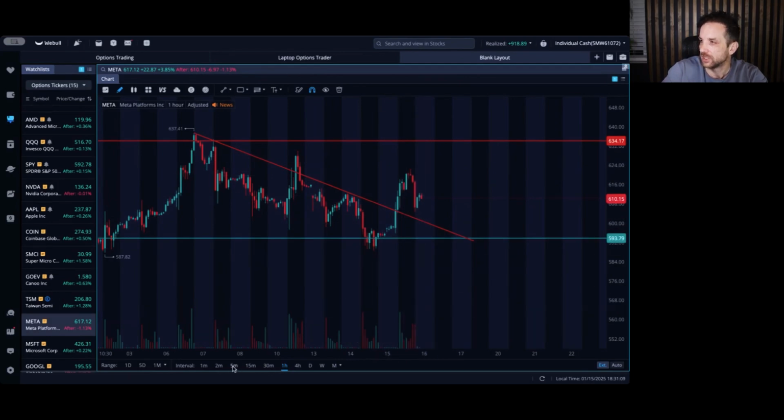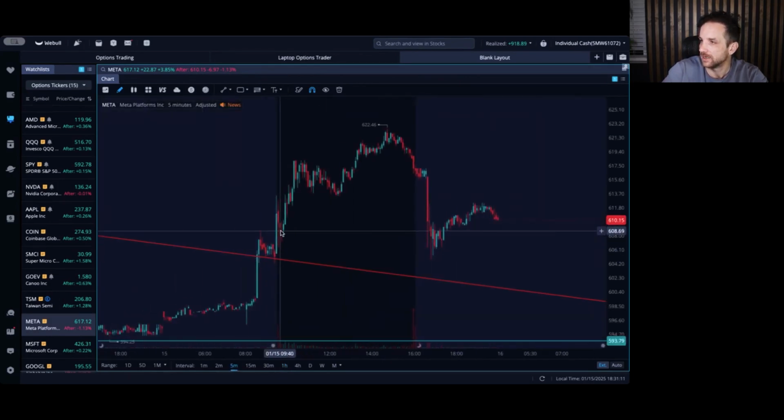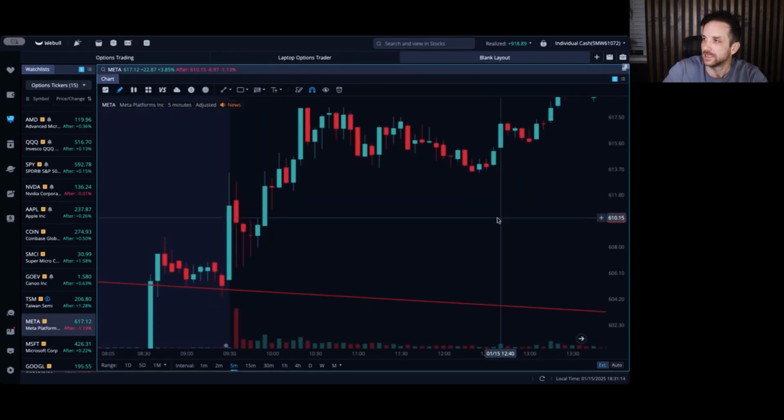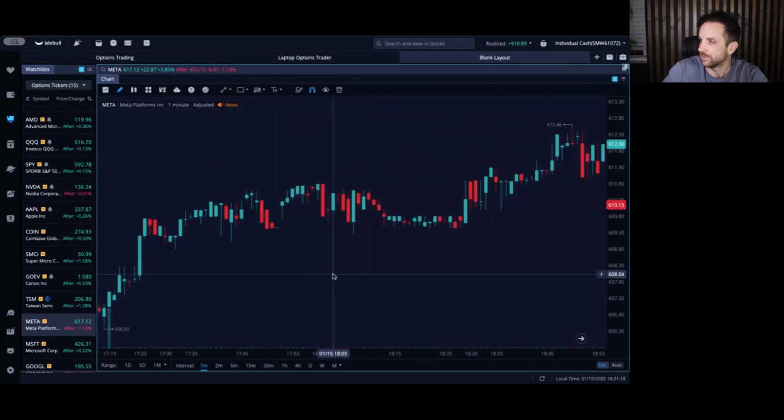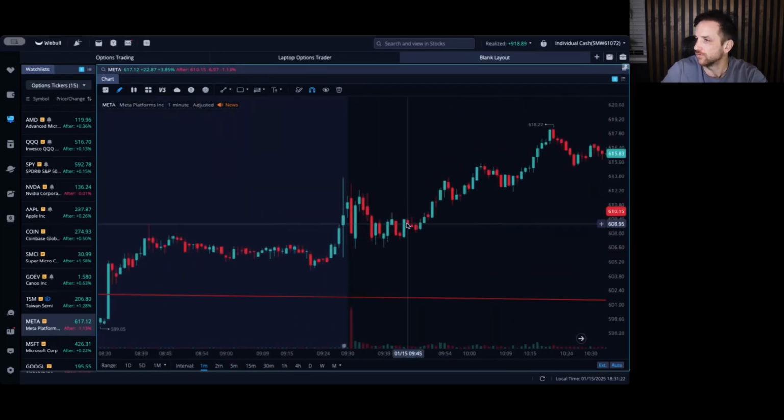Now, the next piece that I look at, and we'll just go back to this day here, which is today, and I did not take trades here on Meta, but just to show you how I would mark this out, I would go down to the 1 minute chart, and effectively what I'm looking for is the first 5 minutes: 1, 2, 3, 4, 5.